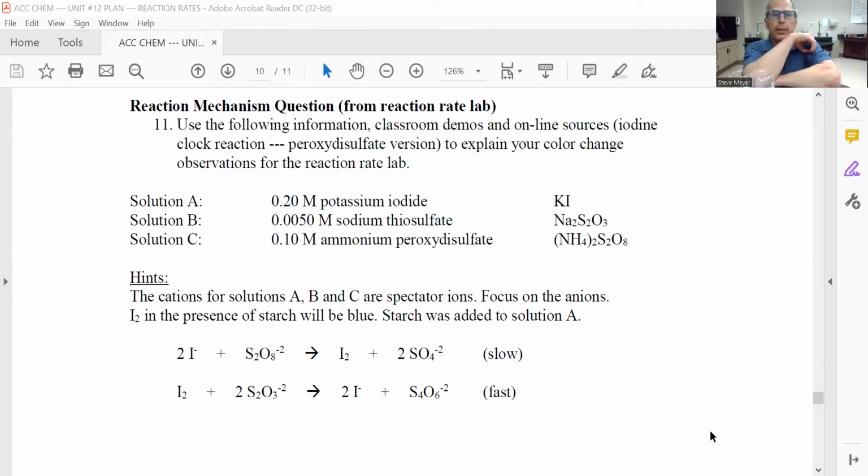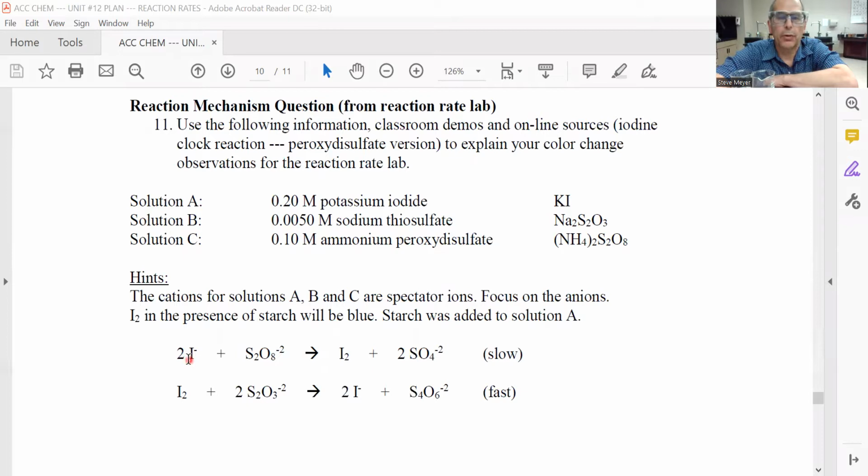Okay, let's see. So solution A is, let me grab a little marker here, potassium iodide. And solution B is sodium thiosulfate. Solution C is ammonium peroxydisulfate. So if I look at this, the positive ions really aren't involved in the reaction mechanisms or the steps at all. It's all these negative ions. So it's not really forming an ionic compound or a solid or anything like that. It's a more complex reaction than we have.